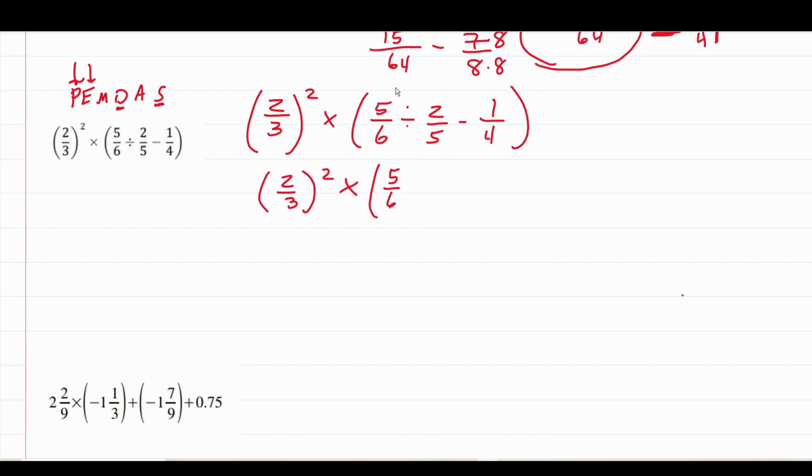So this is going to become 5/6. And again, we're following the algorithm keep, change, flip to perform this division here. So instead of being division, this becomes multiplication. Again, keep this first fraction the same, which I did, change from division to multiplication, which I did, and then flip this second fraction to be 5/2. And this is minus 1/4 over here. Let's keep working this one out.